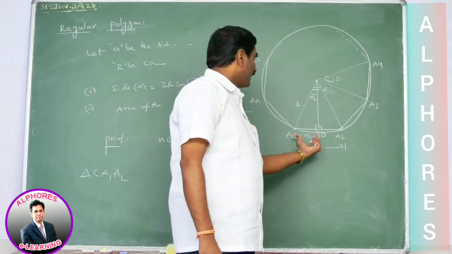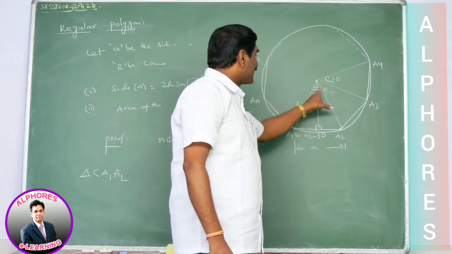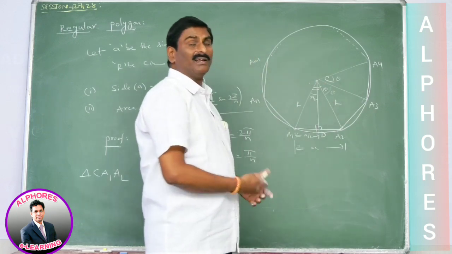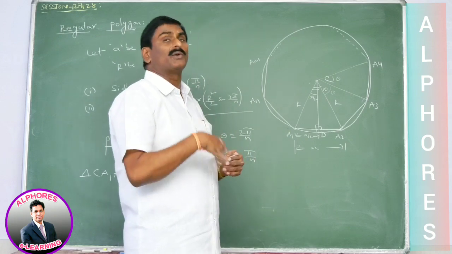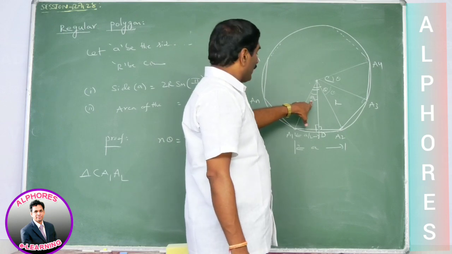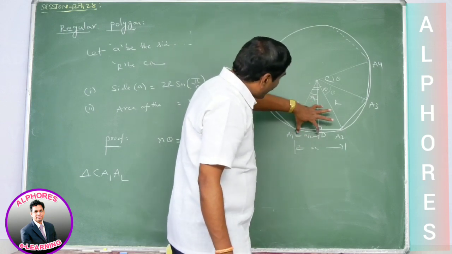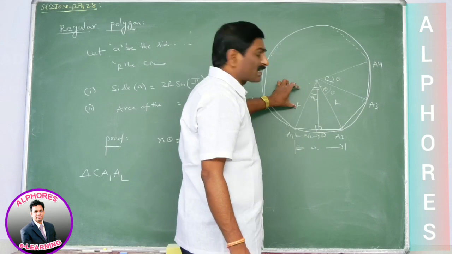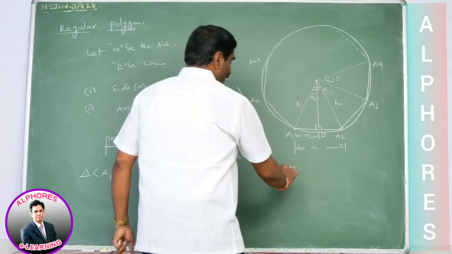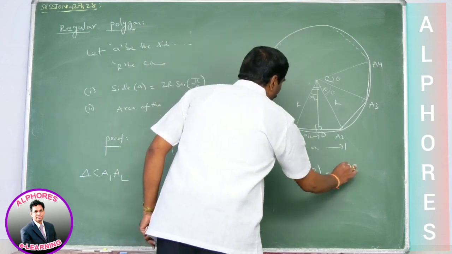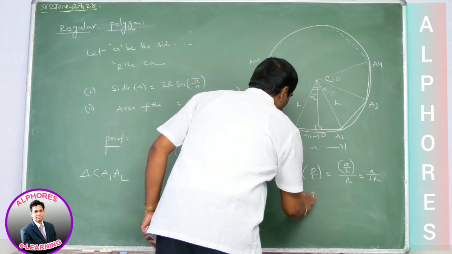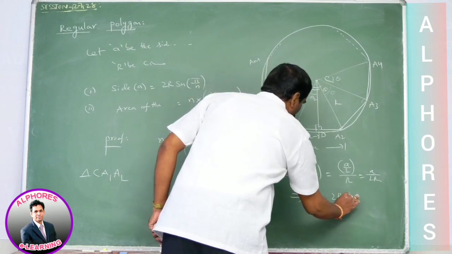The total length A1A2 is a, so half of it is a by 2. This angle is theta, and this angle is theta by 2. Since these are radii, it is an isosceles triangle. In an isosceles triangle, the median, altitude and angle bisector are the same. Actually, the required value is a. We know the radius of this circle. The opposite over hypotenuse relation is sine. Applying sine, sine of theta by 2 is equal to a by 2 over R, so a is equal to 2R into sine theta by 2.